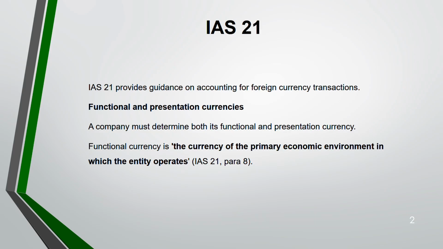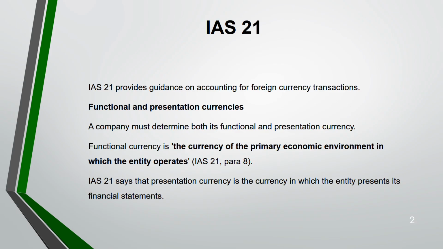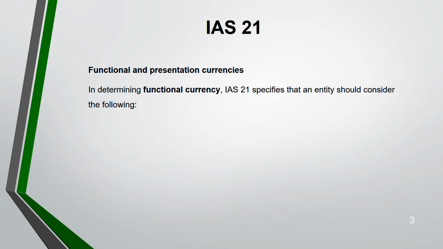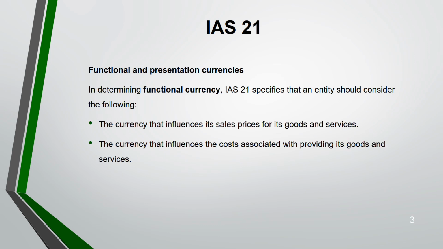Functional currency is the currency of the primary economic environment in which the entity operates. IAS 21 says that presentation currency is the currency in which the entity is presenting its financial statements. Now, in determining functional currency, IAS 21 specifies the entity should consider the following: the currency that influences its sales price for goods and services, and the currency that influences the cost.